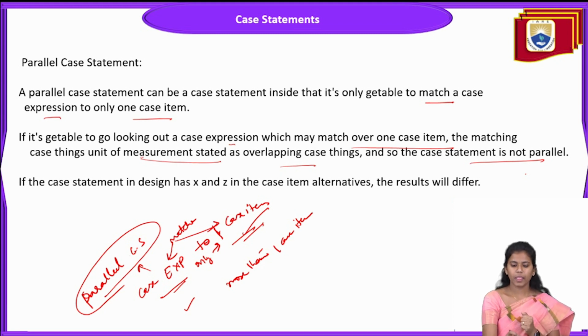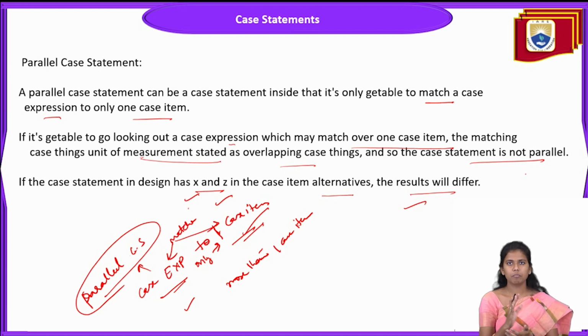Then if the case statement is designed with X and Z in the case item alternatives, the result will differ. Sometimes when you are matching the expressions and those expressions consist of X and Z values, as we know that X and Z values are don't care conditions, isn't it? So in case statements, if you come across any expressions with Z or X, then the result will differ. If they are binary, the result will be matched and compared. But when the expression is with respect to X and Z, then the result will differ.